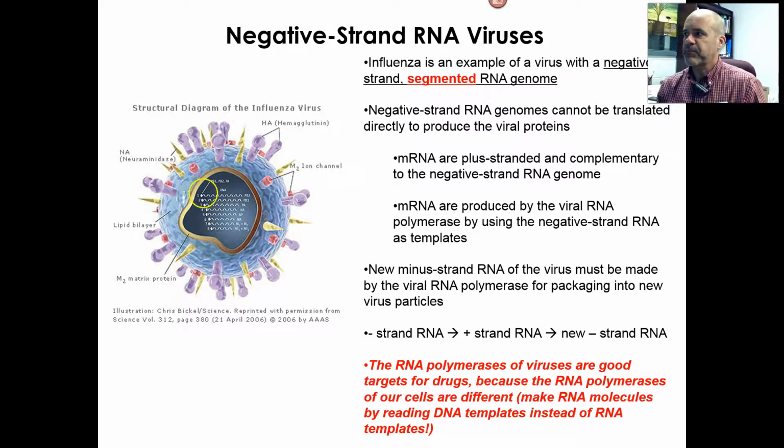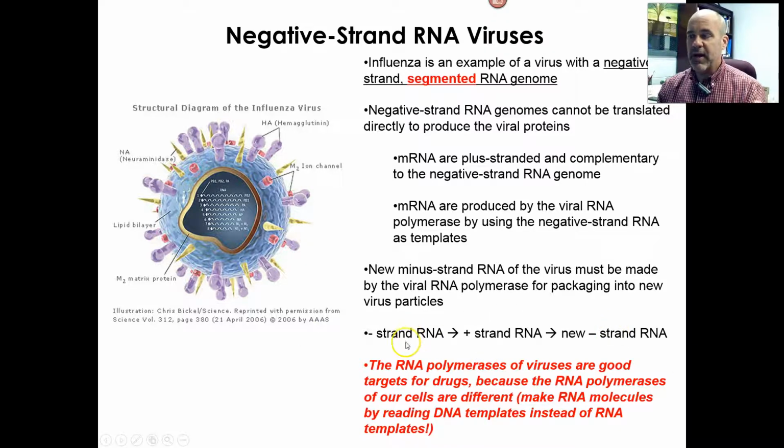They have to be converted over to plus strand RNAs, and then ribosomes will translate, make the influenza virus proteins from those. All right, and because they're negative strand RNA viruses, in order to make more of these RNA genome segments to package up into new flu viruses, they have to go through the minus strand RNA to plus strand RNA to new minus strand RNAs, like we talked about before.